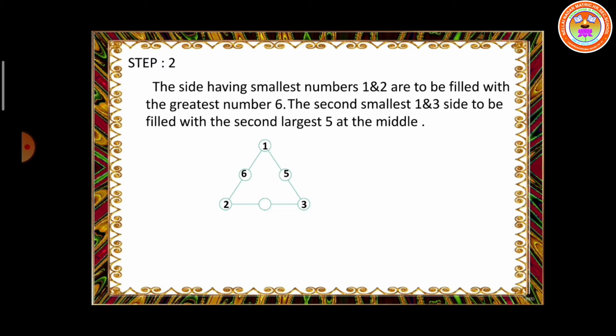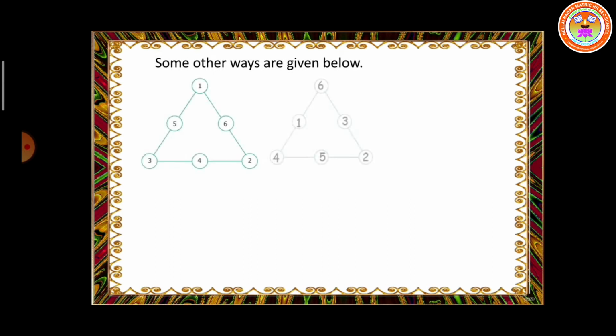The remaining number is 4. The magic sum is 1 plus 6 plus 2 is equal to 9. 2 plus 4 plus 3 is equal to 9. 3 plus 5 plus 1 is equal to 9. Some other ways are given below. These are the possible ways.